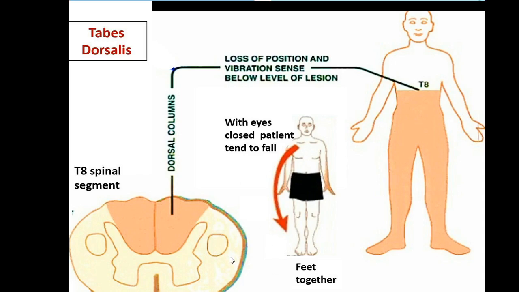Here in this diagram you can see a case of tabes dorsalis. This is the involvement of the dorsal column of the spinal cord and the dorsal root. It results in the loss of position and vibration sense below the level of the lesion. So here the lesion is at the T8 spine level. With the eyes closed, the patient tends to fall. The feet are together.